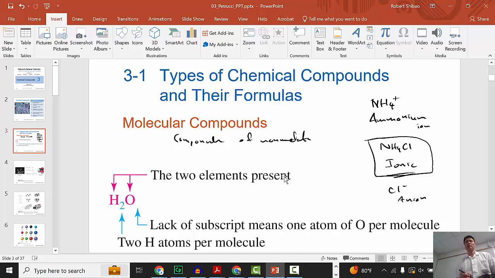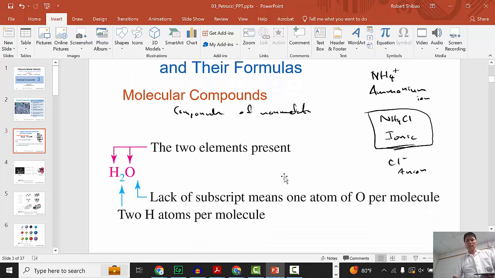And so that's an exception. So if this is a binary molecular compound, we could just follow our rules. If we follow our rules, what would we call this? This would be called dihydrogen monoxide. Dihydrogen monoxide is often abbreviated DHMO. You heard of it? DHMO.